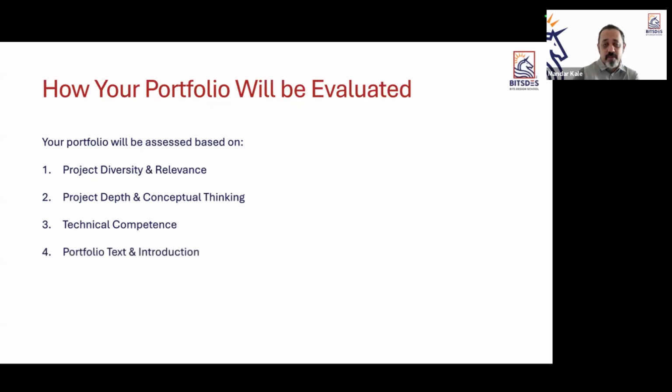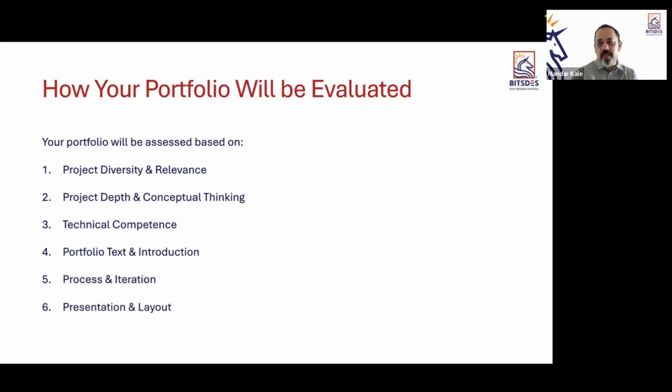Portfolio text and introduction. This is the third time we are repeating it, so you know that it's important. Please make sure you have annotations, little text, which really give us an idea of what you are presenting, because you will not be presenting. We'll be seeing your portfolio independently of you. So that's the fourth. Process and iteration, again, we can't stress it enough. Avoid putting just the final image, just the final solution, just the final idea. Take us through the process, take us through your iterative cycles.